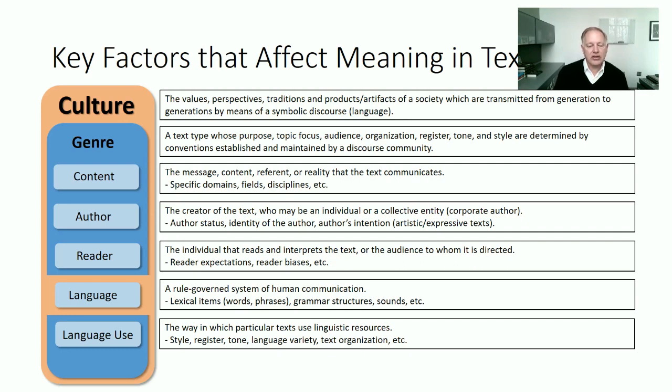Language use is what I call the way in which a particular text actually uses those linguistic resources. So the words, the grammar structures, the sounds, how are those put together? That's language use. So in this category, I put things like style, register, degree of formality, the tone, the attitude that that language projects. The language variety, is it a particular dialect? Is it a particular jargon? And the way the text is organized. These are all products of the way an author or a particular text might deploy language.